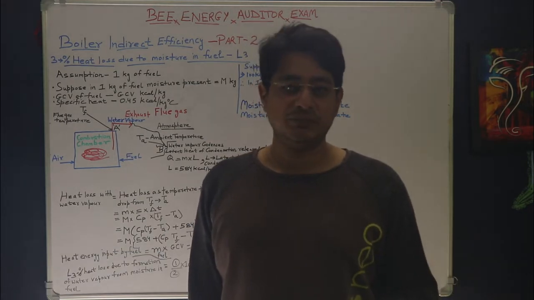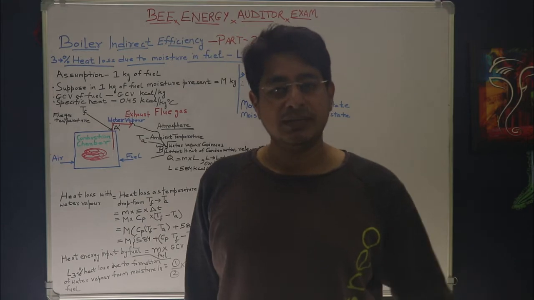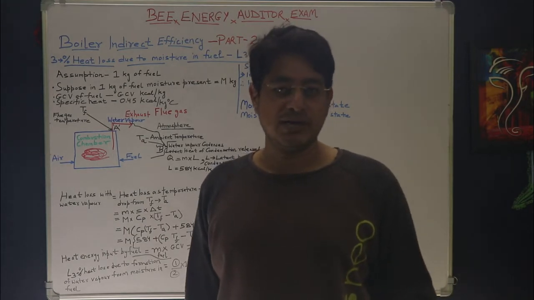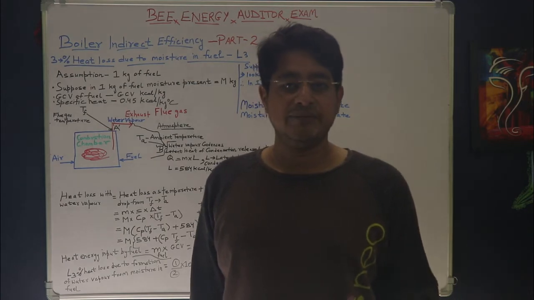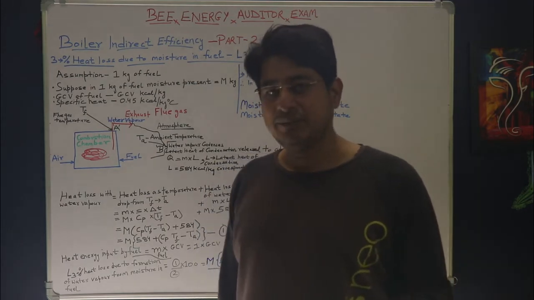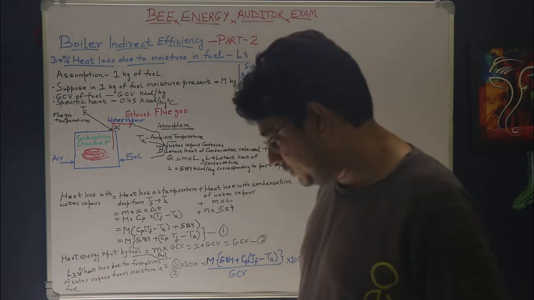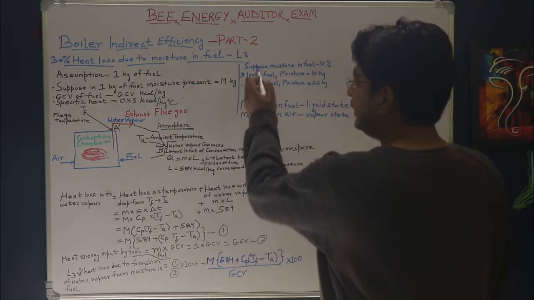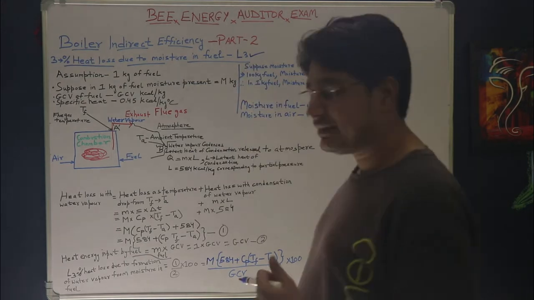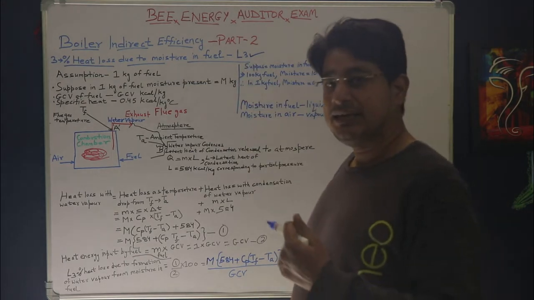In my first video, I explained that the total heat losses that are bound to occur in a boiler system can be differentiated into 8 different losses. Here I will be covering the third loss, that is heat loss due to presence of moisture in fuel, and I will be considering it as L3.